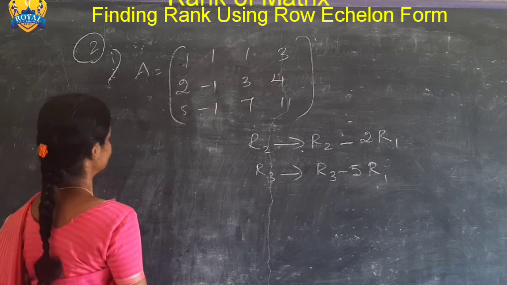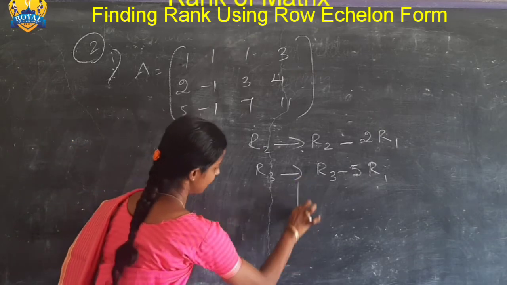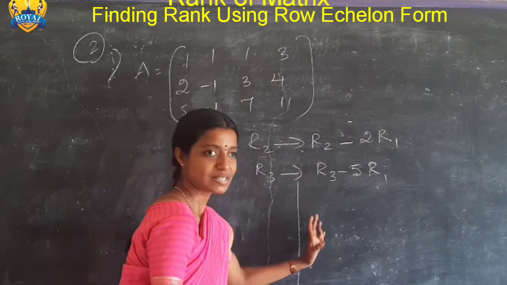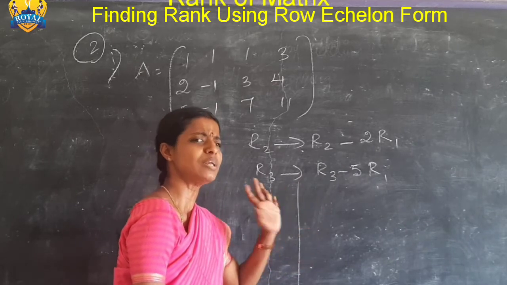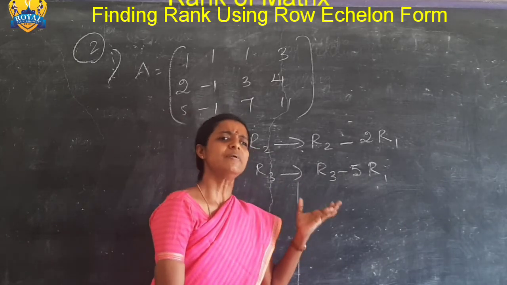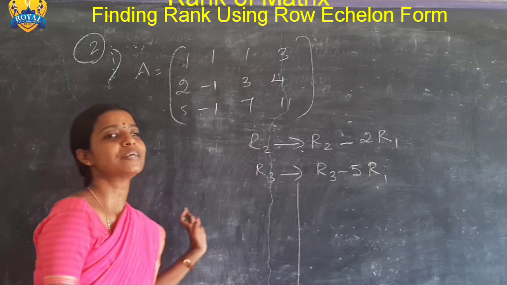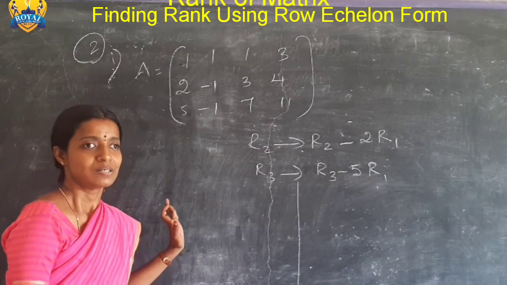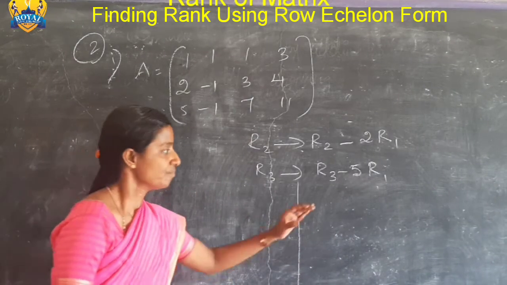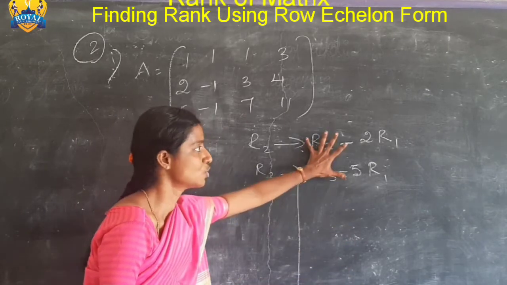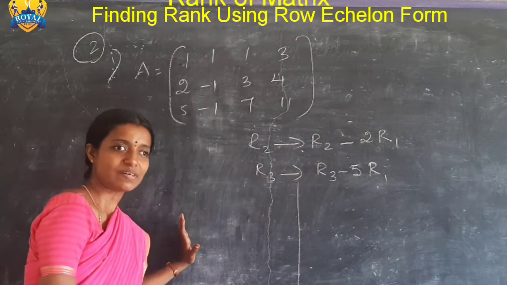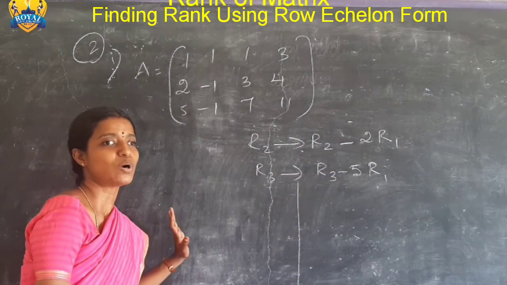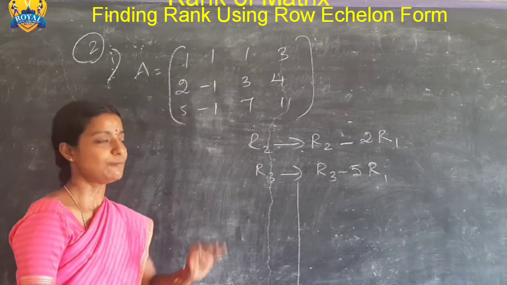Now let us have a rough column to carry on with these calculations. If you are very thorough in doing elementary row transformations, you can directly write the matrix. In the initial stage, let us go on with the rough calculations, and then we will write the equivalent matrix we get, and then we will proceed.